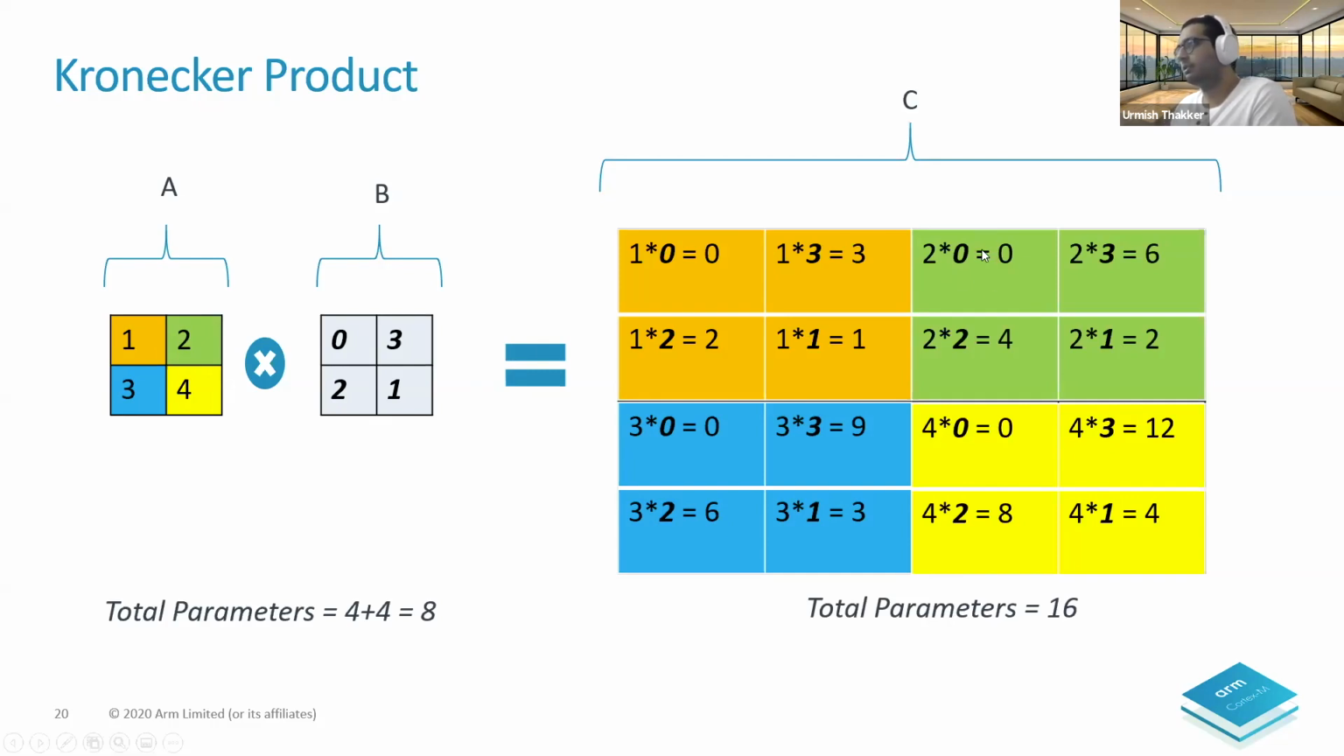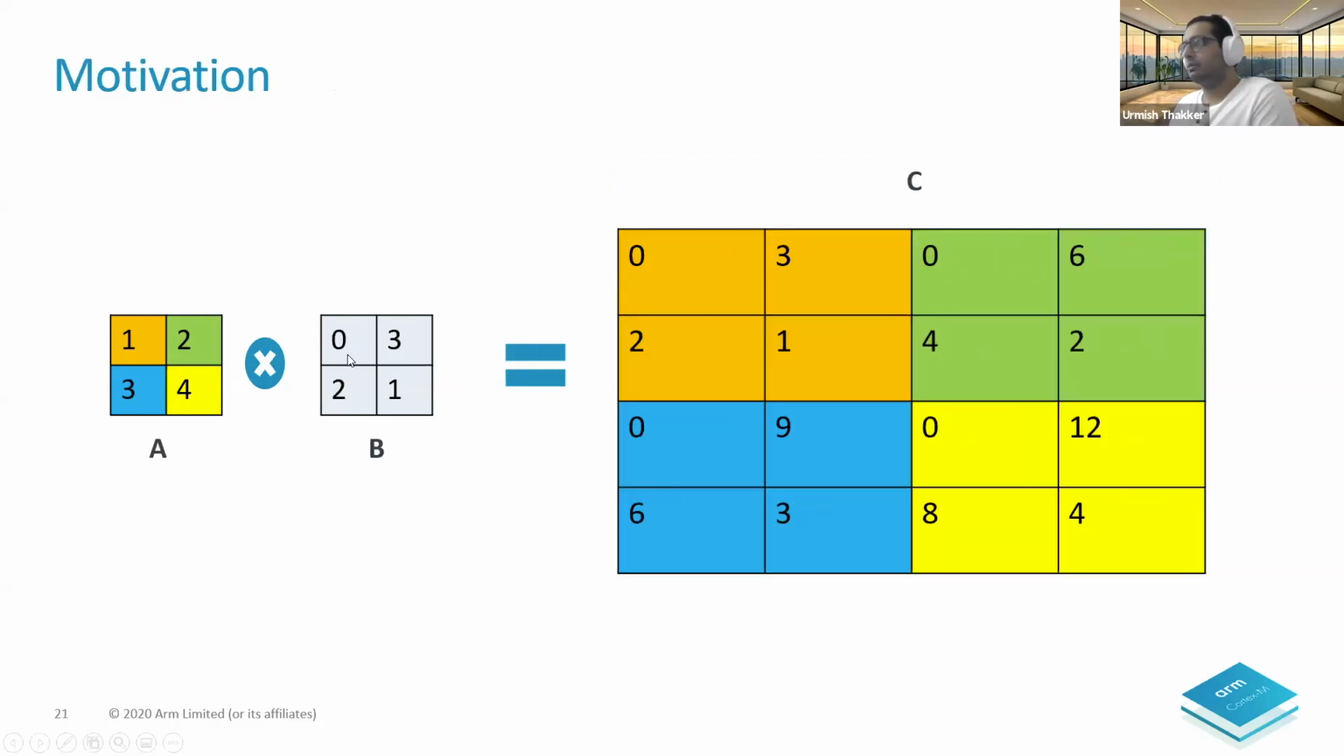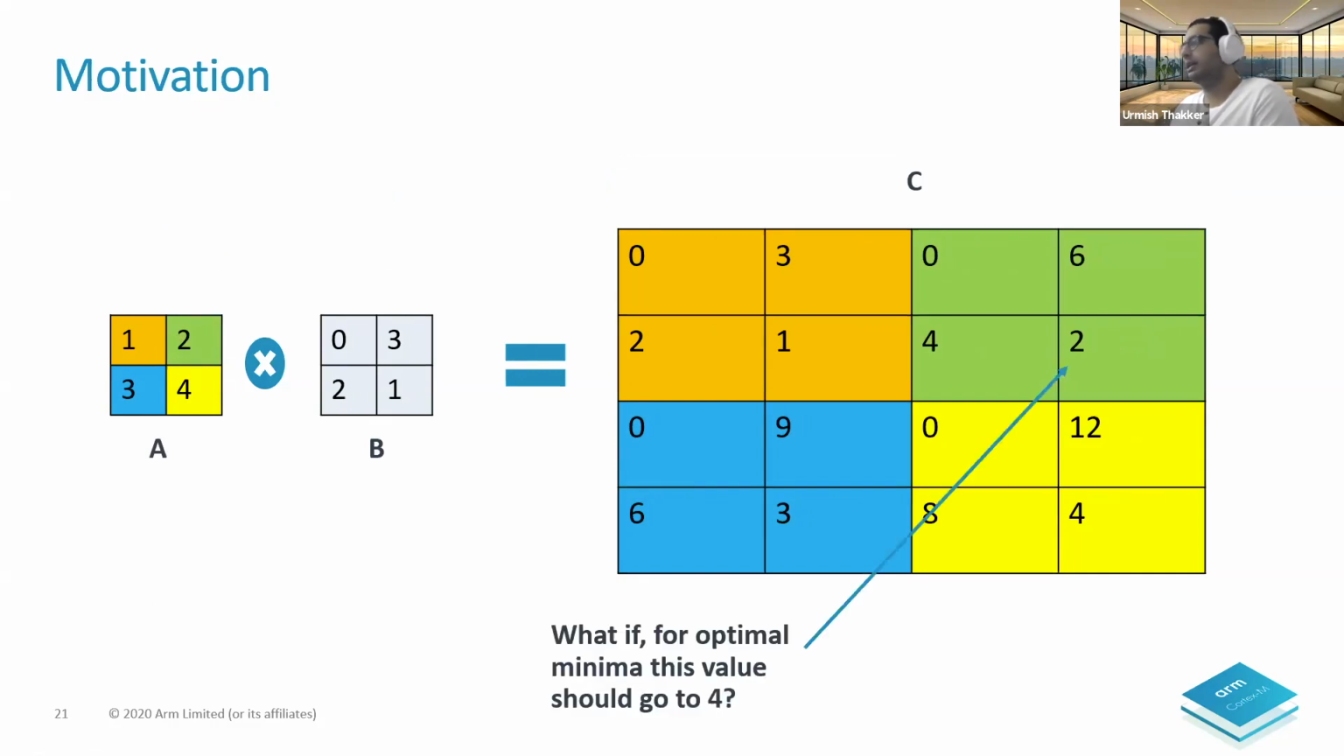If you want to change something in the matrix C, you need to go back to the smaller matrices A and B to change it. And that has an issue. Suppose during your neural network training, backpropagation figures out that this value needs to change from 2 to 4 to get to the right minima that gives you really good accuracy. In an ideal neural network, changing this value from 2 to 4 is easy. All parameters do not have a fixed structure, they operate independently. But in a KP with a fixed structure, the independent operation does not exist.